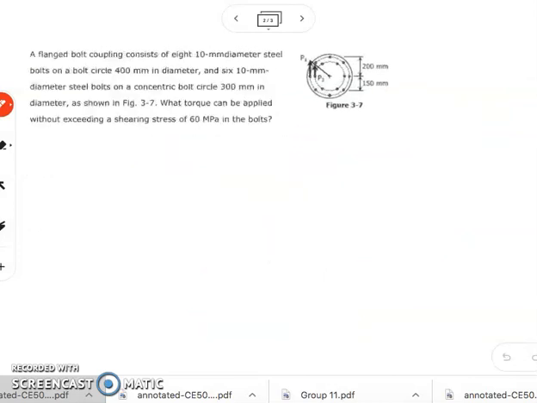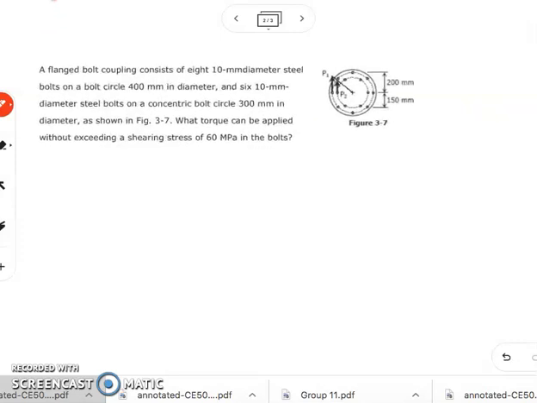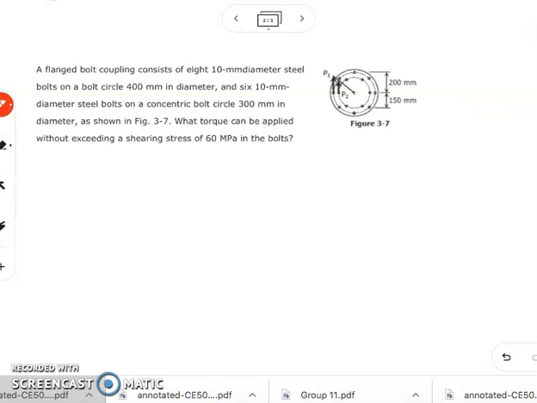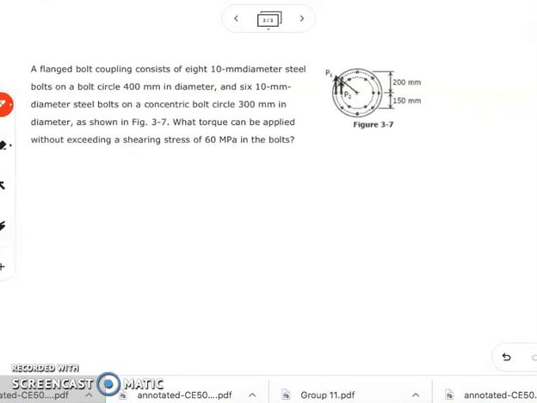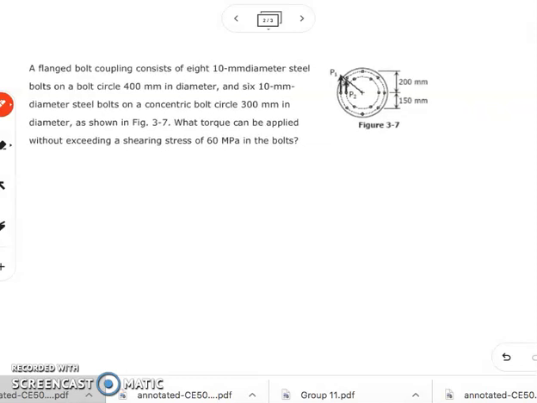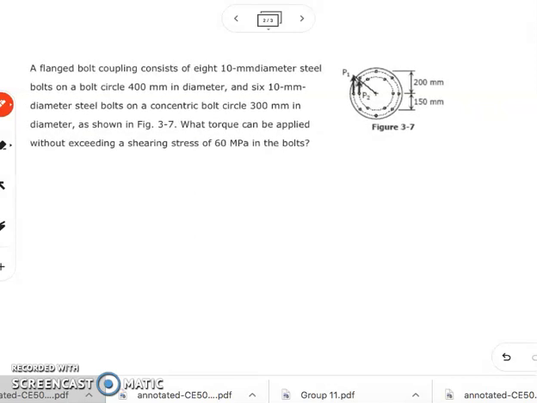For our example number 2, we have here the problem, which has a flange bolt coupling consisting of 8 10 mm diameter steel bolts on a bolt circle, which has 400 mm in diameter, and 6 10 mm diameter steel bolts on the concentric circle, which has 300 mm in diameter, as shown in our figure. What torque can be applied without exceeding a shearing stress of 60 megapascal in the bolt?